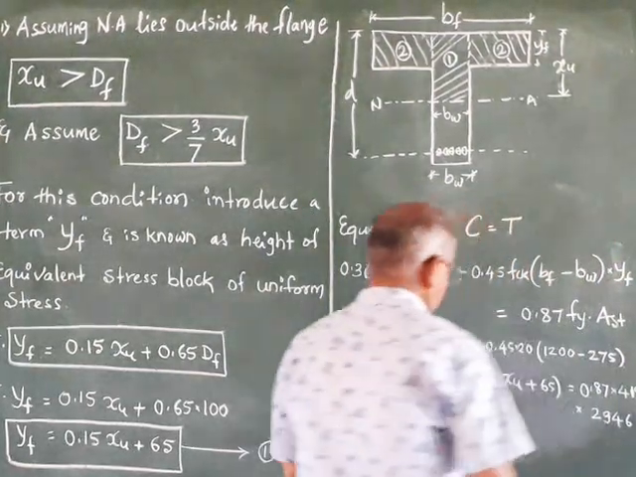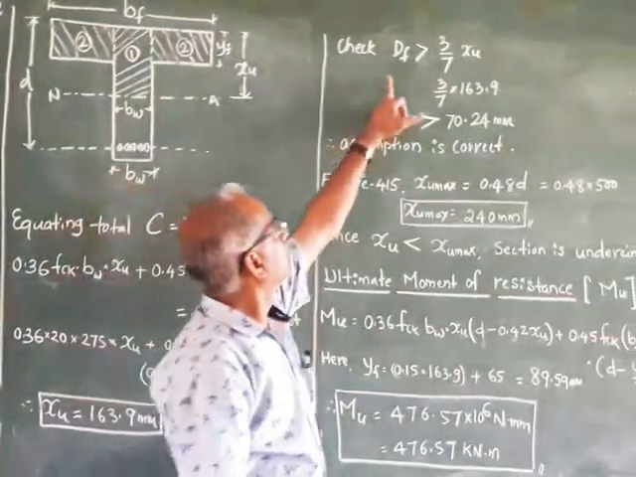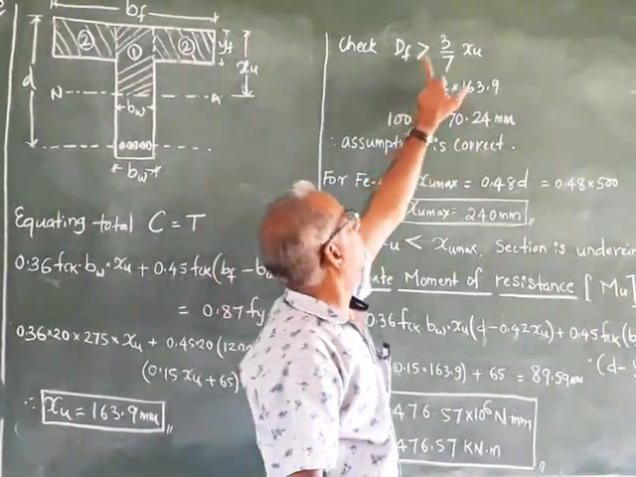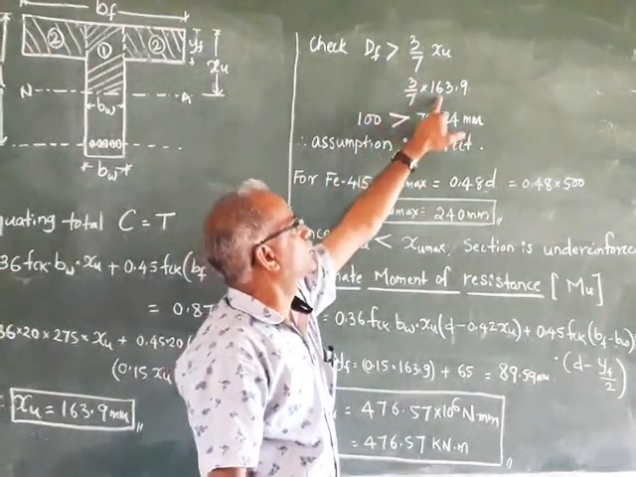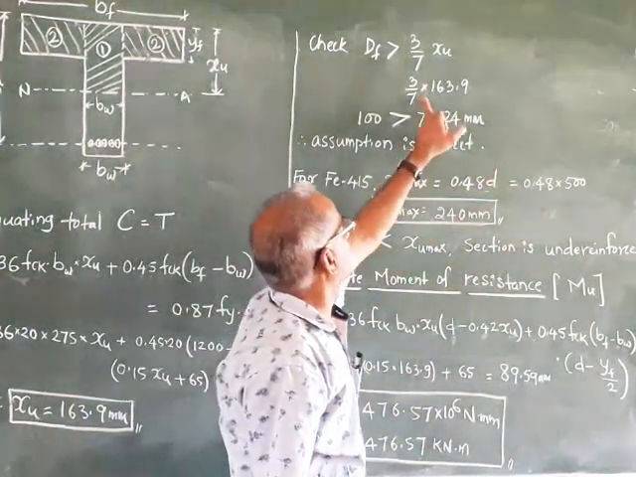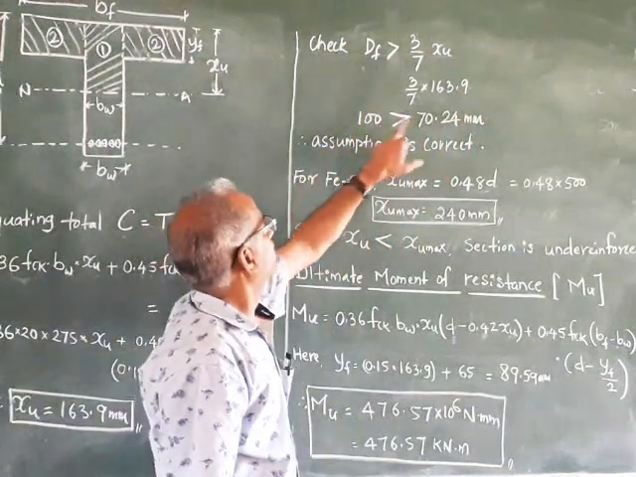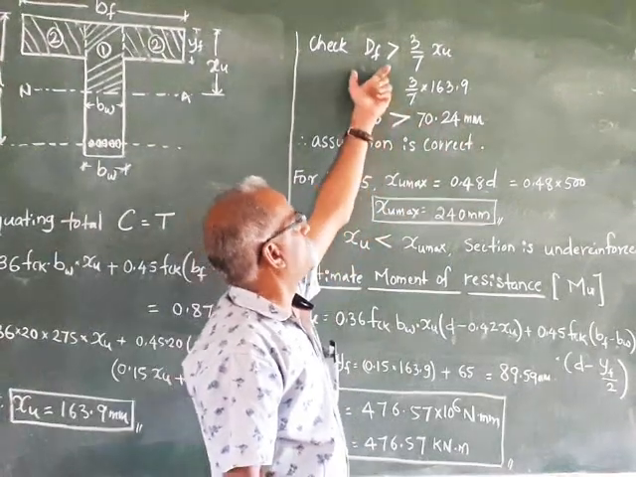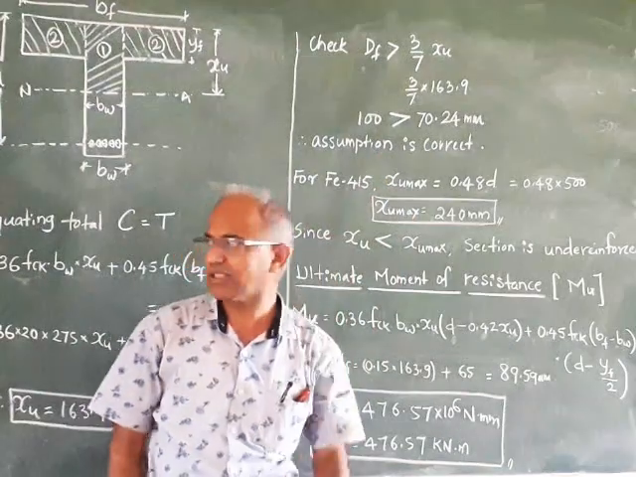Now let us move to the next step. Another condition we have assumed is DF greater than 3 by 7 XU. Just now you have calculated XU, so substitute XU: 3 by 7 of 163.9. So this is 100 and this is 70.2. So automatically DF is greater than 3 by 7 XU. So both the conditions are satisfied.